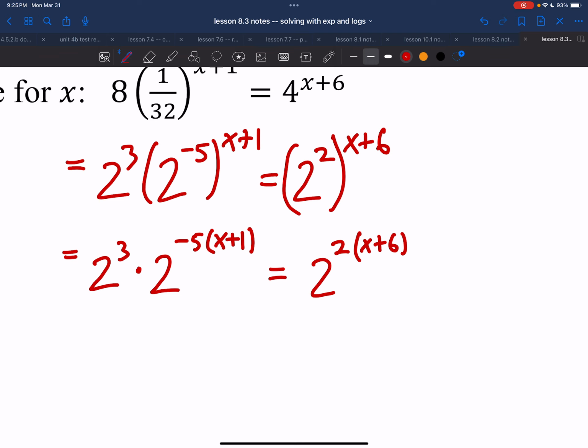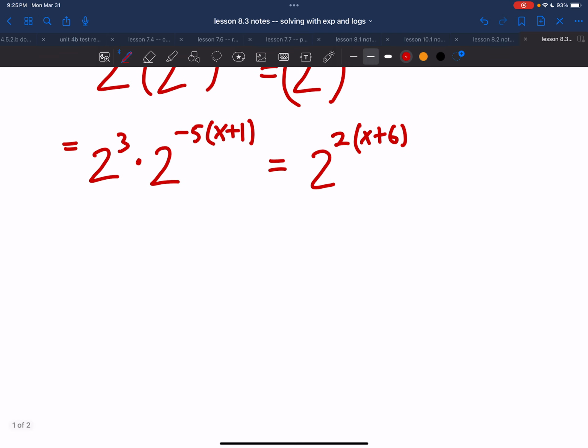Okay. Now you're going to do some distribution. You're going to say, okay, negative 5 will distribute to be negative 5x minus 5.